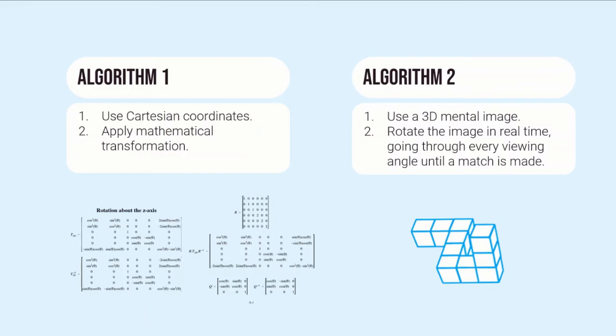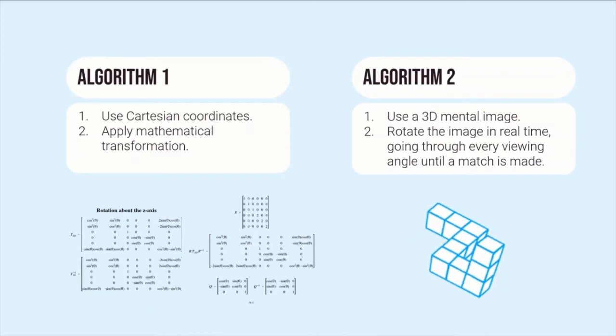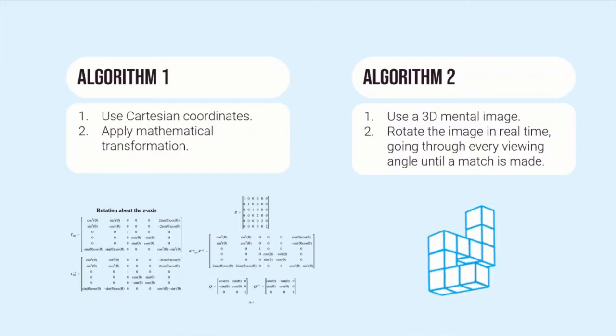Of course, I can also imagine another algorithm. In this algorithm, instead of using a Cartesian coordinate system and a mathematical transformation, we will use a 3D mental image, the same type that you might generate in the recognition by components theory. And what we're going to do is take that three-dimensional mental image and rotate the image in real time, going through every visual angle until we make a match. So we're looking at an object here, and we're looking at an object here, and we want to know if they're the same. So we have to rotate it in our mind's eye to see if it matches.